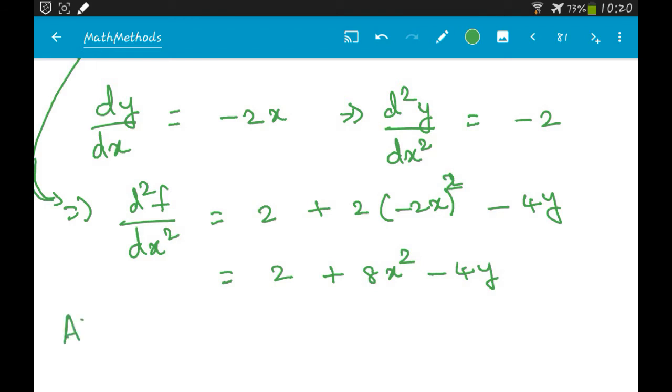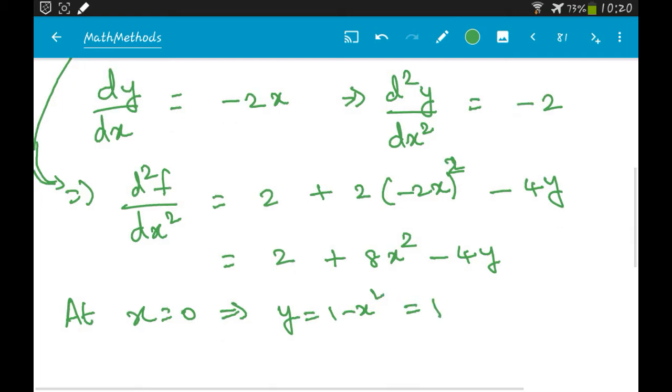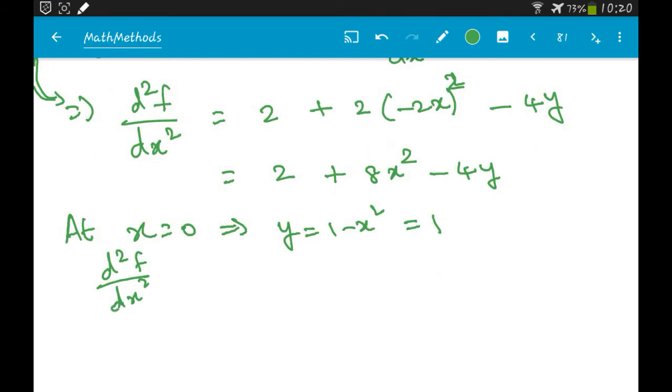Okay, so now we can substitute. At x equal to 0, we have y is 1 minus x square, which is 1. So at this point, d square f by dx square will be 2 minus 4, which is minus 2. So this will be less than 0, which means this is your maxima.